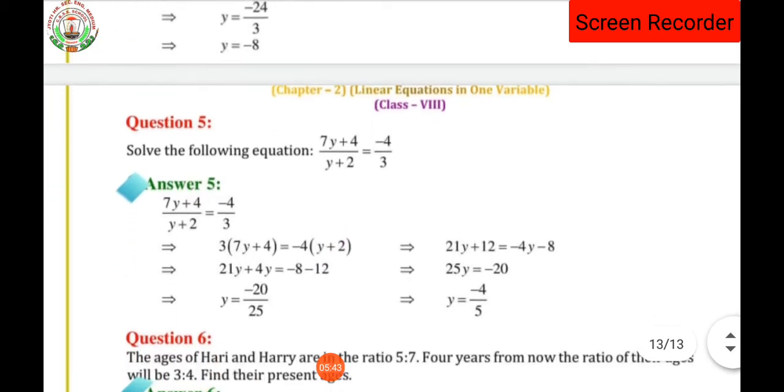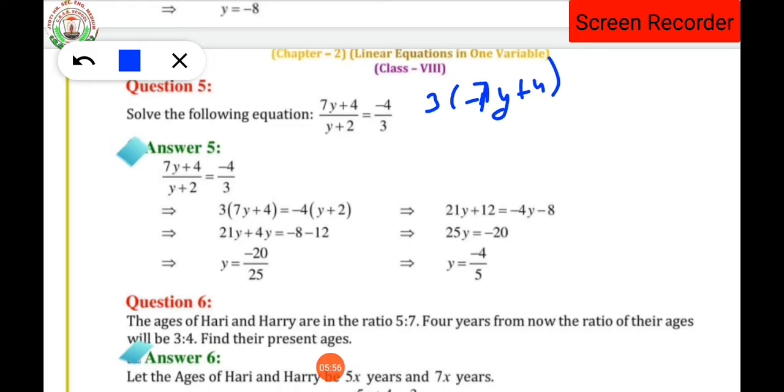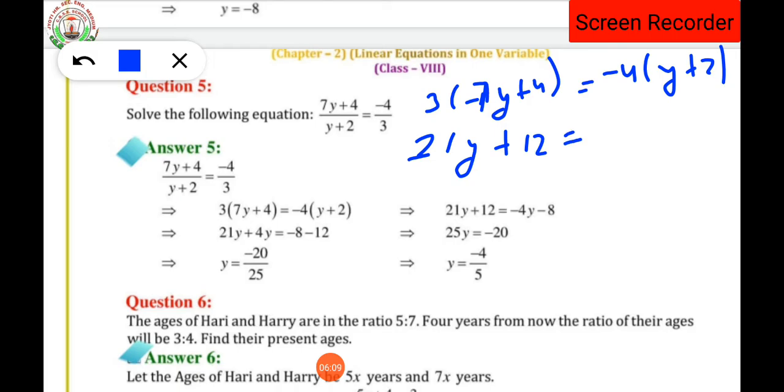Now the fifth question. Again it is asked to solve. So directly we will cross multiply the numbers. 7 into (3y plus 4) is equal to minus 4 into (y plus 2). So 7 into 3 will be 21y plus 12 is equal to minus 4y minus 8.